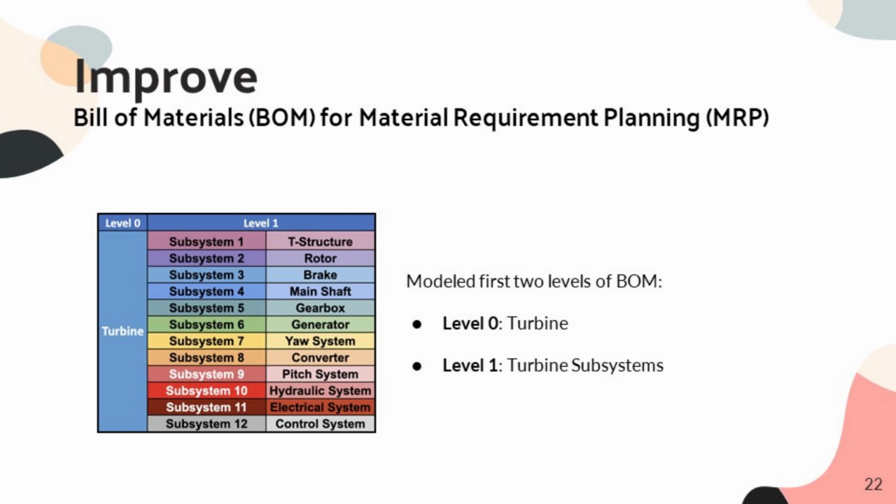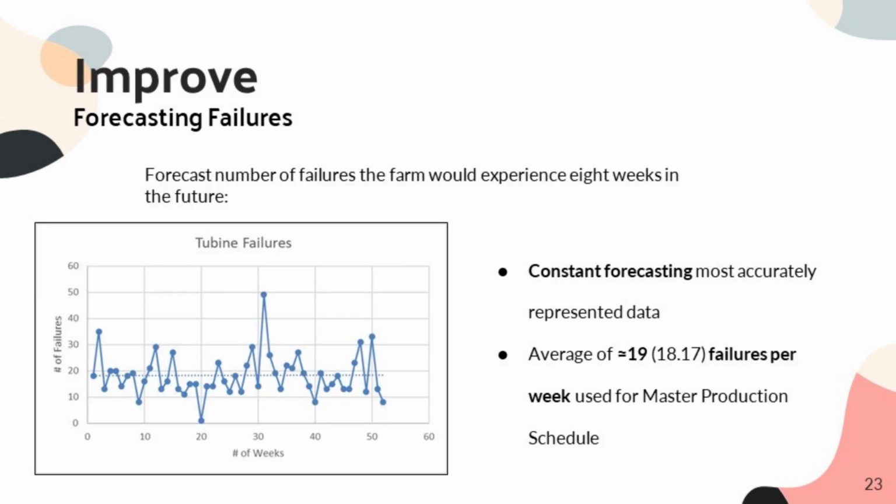The team wanted to create an MRP model to help ensure that there is a spare part ready to go, to help increase uptimes and decrease downtimes. To start, the team needed to make a bill of materials where we separated the turbine into its main subsystems. Next, the team needed the demand, which in our case was our failures.